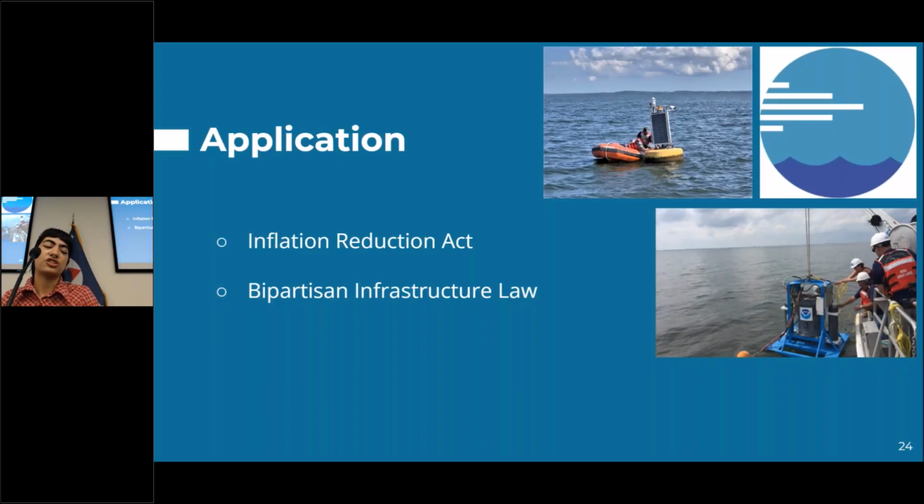The Inflation Reduction Act and the Bipartisan Infrastructure Law are both avenues of funding that GLOS, the Great Lakes Observing System, is expecting to receive, where they will expand sites or repair and replace existing platforms. So any research done with this project or anything built upon that can be used to inform platform placements.